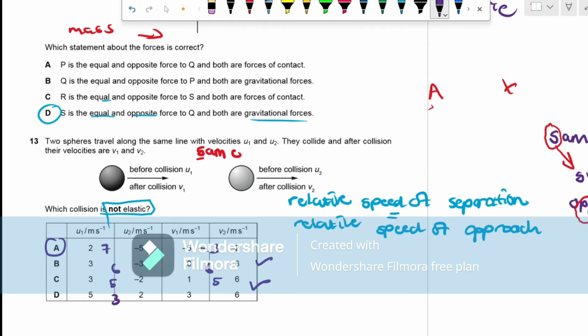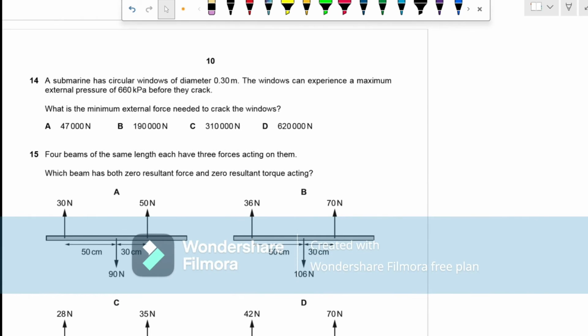5 minus 2 is 3. 6 minus 3 is 3. That's correct. So the one which is not elastic is the one where they are not equal, and that's going to be A. So guys, I want you to log this in. Whenever you see a question that is relative speed of separation, you're going to what? Subtract them if they are moving in the same direction. If they're moving in the opposite direction, you're going to add. And if the one before is equal to the one after, separation is equal to approach, that means the collision is elastic. If not, not elastic. Move on to question 14.